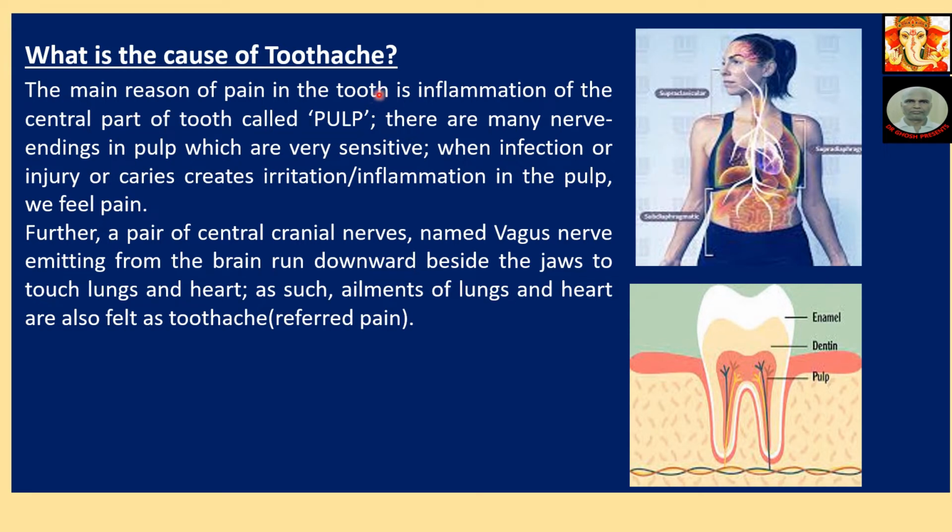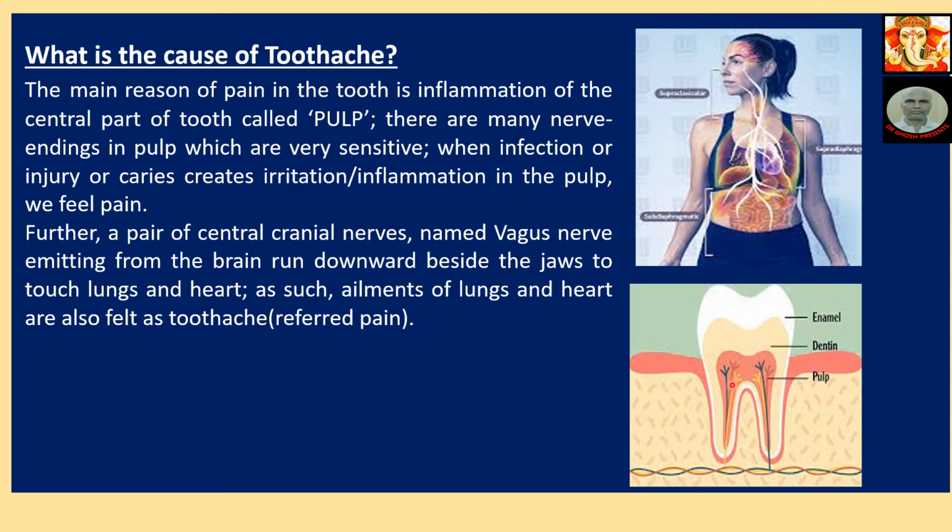What is the cause of toothache? The main reason of pain in the tooth is inflammation of the central part of the tooth called pulp. Already we have defined pulp. There are many nerve endings in the pulp which are very sensitive. When infection or injury or caries creates irritation and inflammation in the pulp, we feel pain. That is, pain means inflammation or irritation of the pulp. Here the pulp region is again seen.